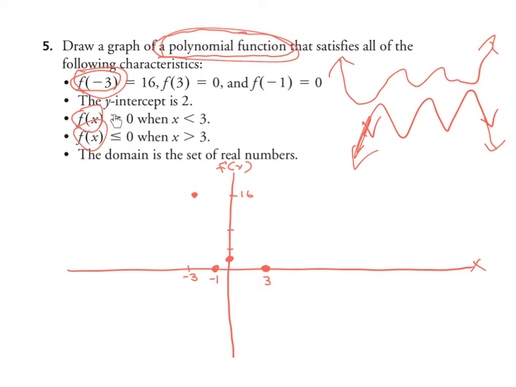f of x is greater than 0. So the y value is greater than 0, which means it's above the x-axis, when x is less than 3. So that means from here, this is where x is 3, right here. From here this way, it has to be above, it can't go below the ground on this side. All right? So that means from here to here, somehow I have to get it to go down. I can't go below, so it must touch and go back up. Like that.